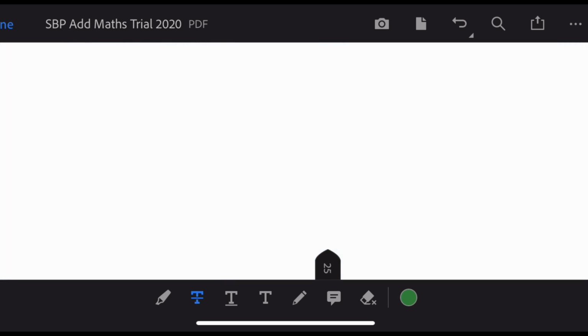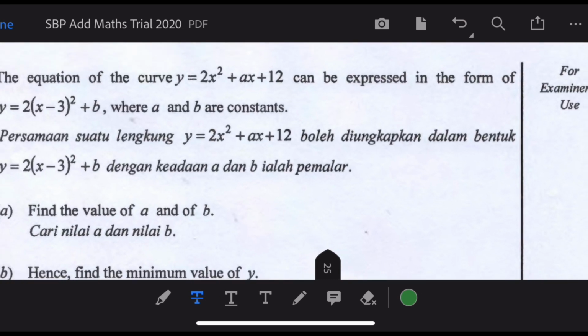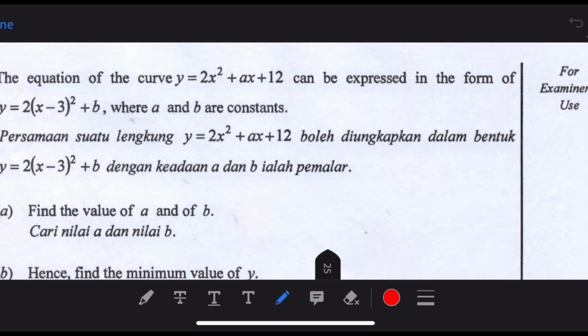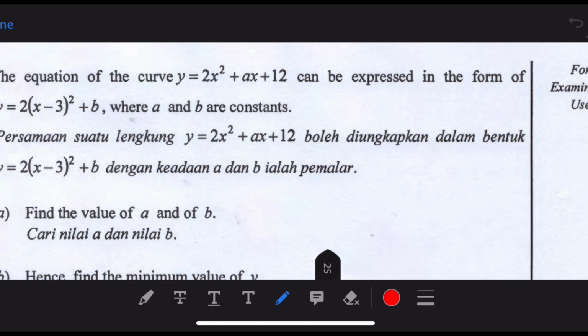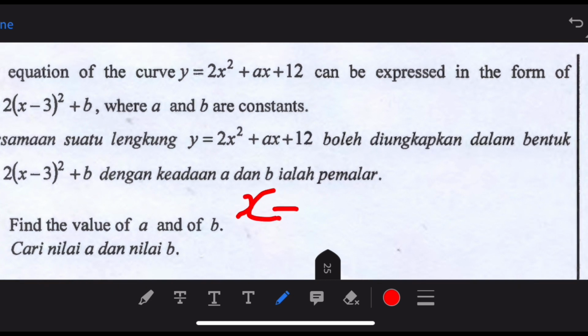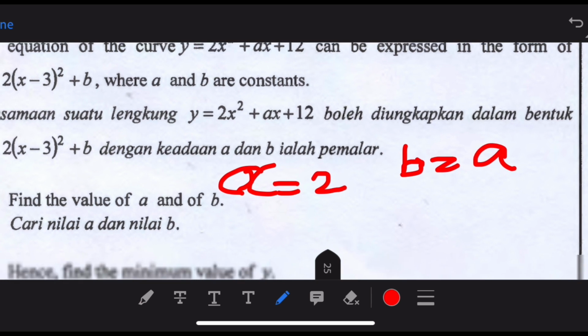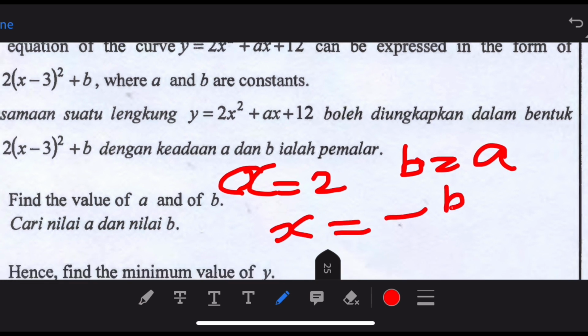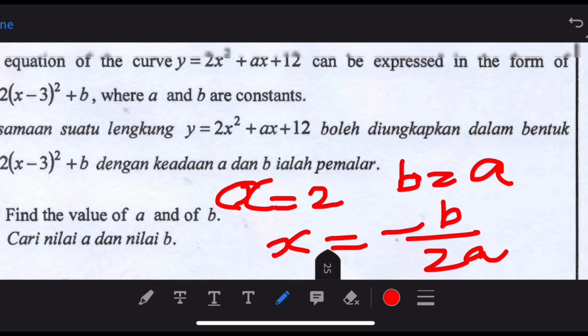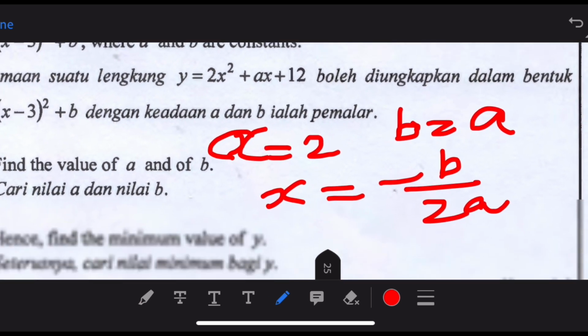Alright. Finally, we almost reached the last question for paper 1. The same thing, this is still a quadratic function. If I look at the question, they give you a normal quadratic equation and they give you the one with the completing the square. So it's up to you, you can do completing the square if you want.